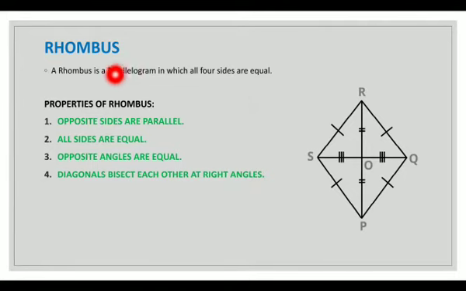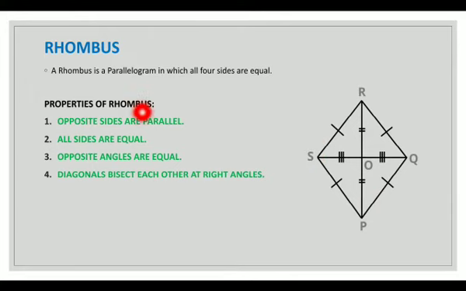Properties of rhombus. What is a rhombus? A rhombus is a parallelogram. It is a parallelogram in which all four sides are equal. PQRS is a rhombus and all sides, that is PQ is equal to QR is equal to RS is equal to PS. So all sides are equal.